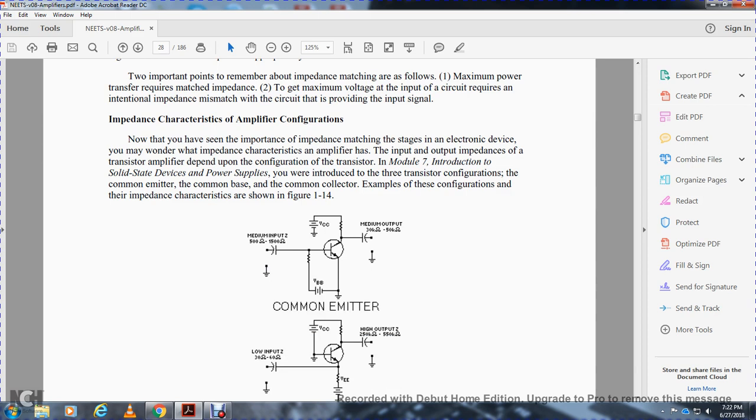Alright, impedance characteristics of the amplifier configuration. Now that you have seen the importance of impedance matching between stages of an electronic device, you may wonder what the impedance characteristics of the amplifier are. Input and output impedance of transistor amplifiers depend on the configuration of the transistor.